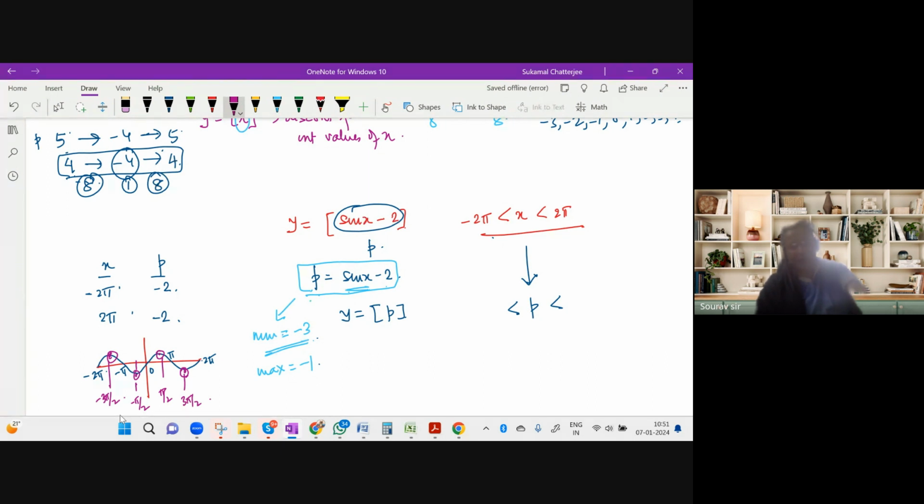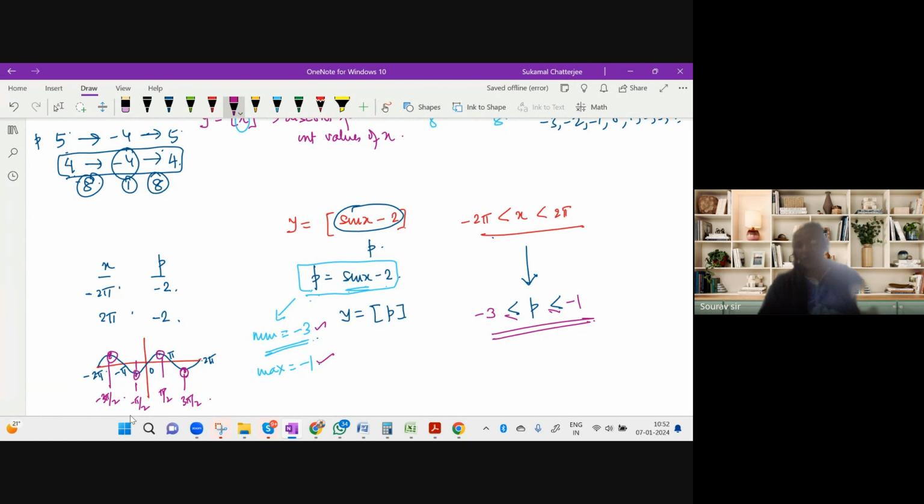So when it is minus 3 pi by 2, which is inside the range of minus 2 pi to plus 2 pi, all these four values are inside the range. That means both the maxima and the minima will happen 2 times each. Clear? So therefore, p will be greater than or equal to minus 3 and less than or equal to minus 1. Is this part clear? Yes, sir.